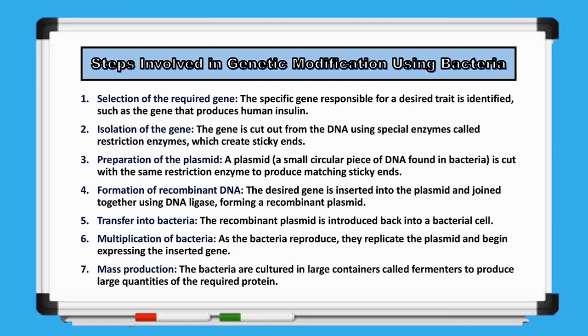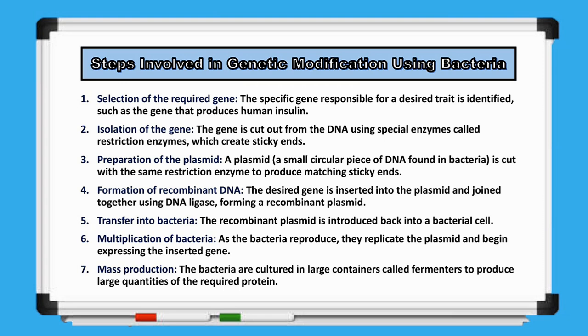Now, looking at how this is done using bacteria, the process begins with selecting the required gene, such as the gene responsible for producing human insulin. This gene is then isolated by cutting it out using restriction enzymes, which create sticky ends. A plasmid, which is a small circular piece of DNA found in bacteria, is also cut using the same restriction enzyme so that the ends match. The desired gene is then inserted into the plasmid and joined using DNA ligase, forming recombinant DNA.